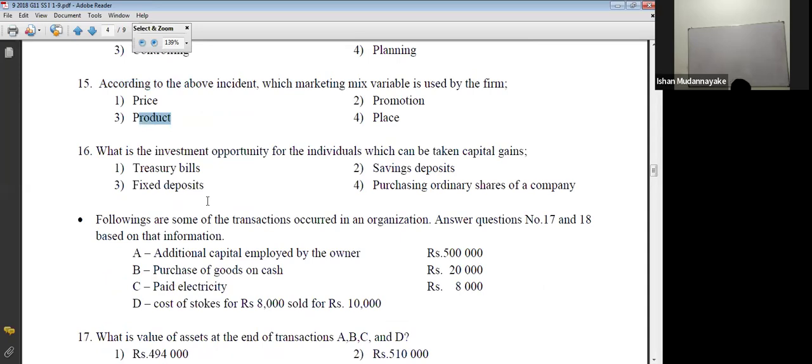Look at question 16. What is the investment opportunity for an individual from which capital gains can be taken? What's the answer for question number 16? To get capital gains, what can you use? Yes, Nadilla, correct. Where can you invest your money to get capital gains? What do you make capital gains on?